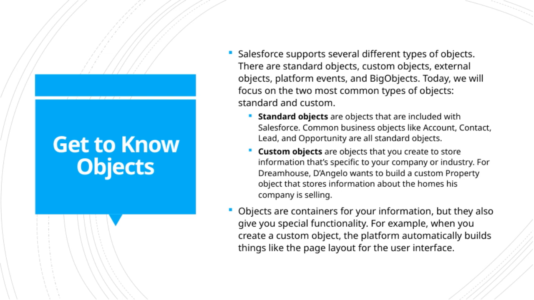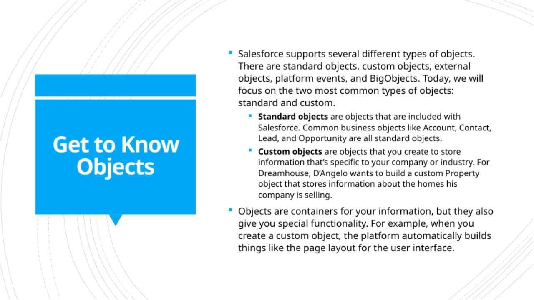Standard objects are those that come pre-built with Salesforce. You might be familiar with some of them, like account, contact, lead, and opportunity. These are essential for typical business processes and are ready to use right out of the box. Custom objects, on the other hand, are created by you to store information unique to your company or industry.